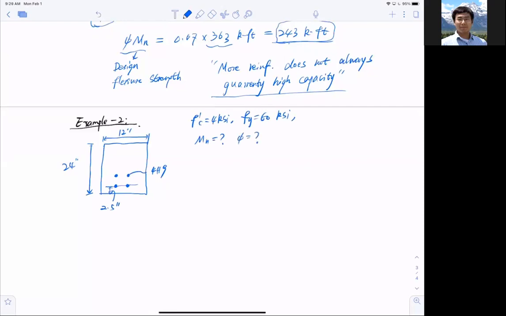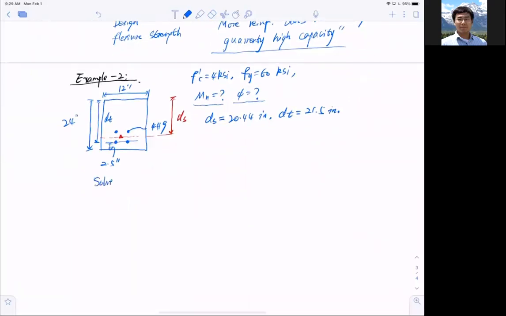Now again, to simplify it, because I've shown you how to do it already, I don't want to spend too much time on it. So I already calculated it out for you. Again, the group of the bars has a center at ds, and the depth is dt. We already calculated ds equal to 20.44 inch, and dt, which is the last layer of bars, equal to 21.5 inch. Then we need to find the capacity Mn and also the strength reduction factor phi. So how to solve this problem?